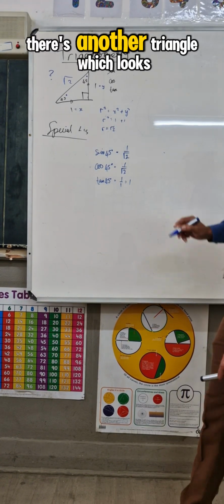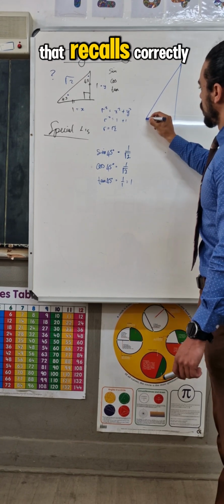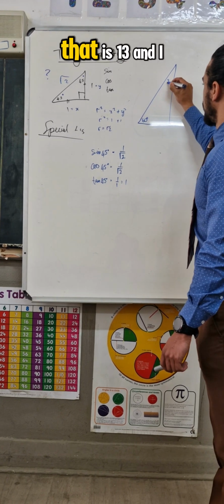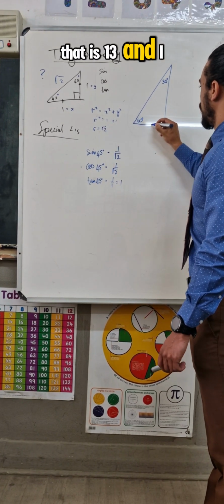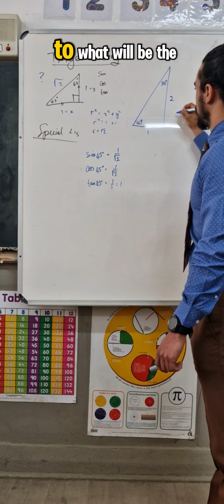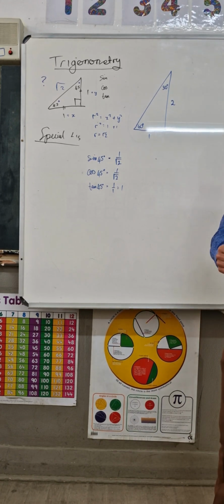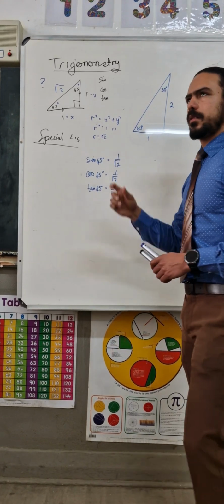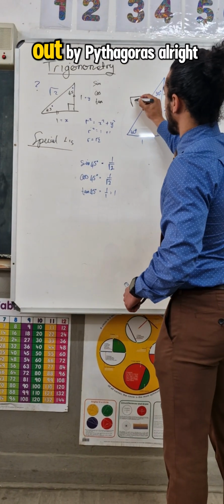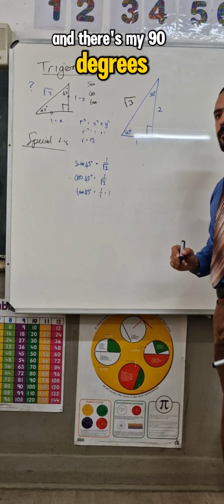Then there's another triangle which looks a little bit different, I can't recall correctly. I think this is probably 60, that is 30, and I hope this is 1, and that means this is 2. The other side is square root 3, and you can work that out by Pythagoras. And there's my 90 degrees.